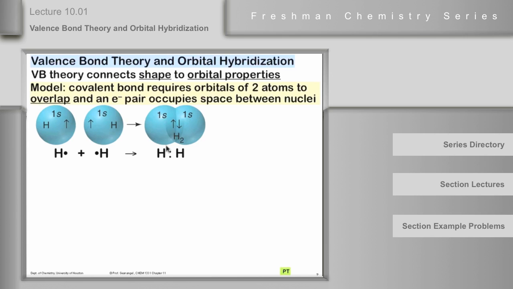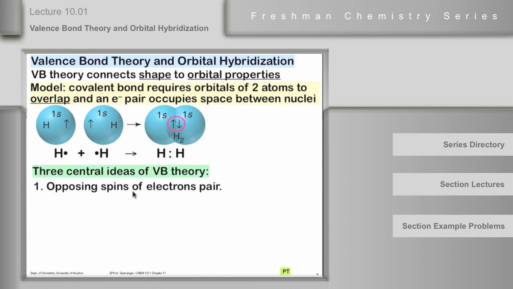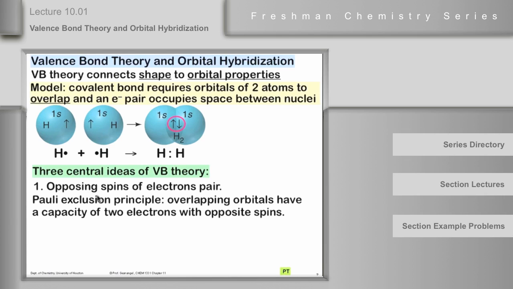And it's in that overlap that the pair of electrons we write as 2 dots in the Lewis dot diagram resides. And they reside always as a pair, not 2 singles, because of the general idea that the Pauli exclusion principle holds as well for molecules as it does for atoms. So opposing spins of the electron pair. And the Pauli exclusion principle says that the overlapping orbitals have a total capacity for 2 electrons.